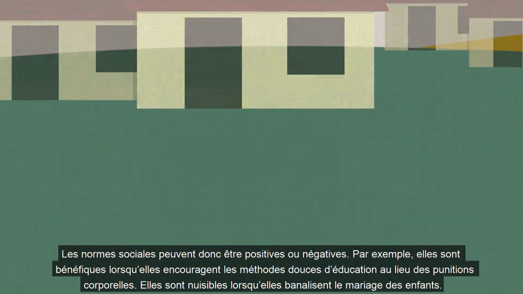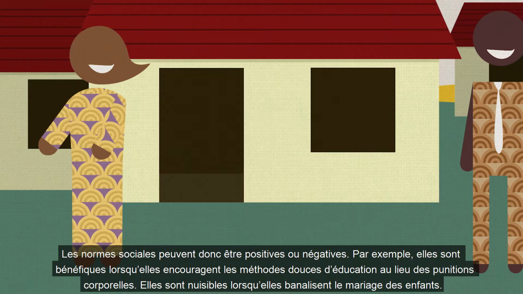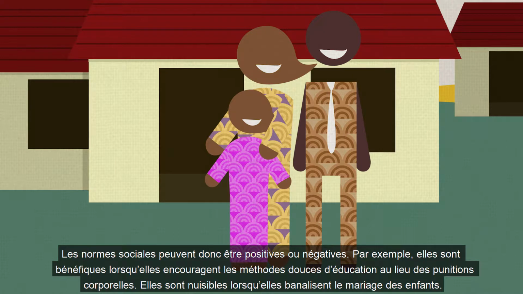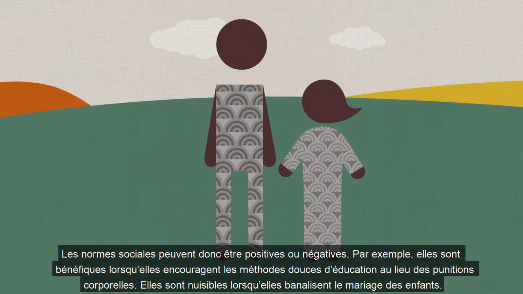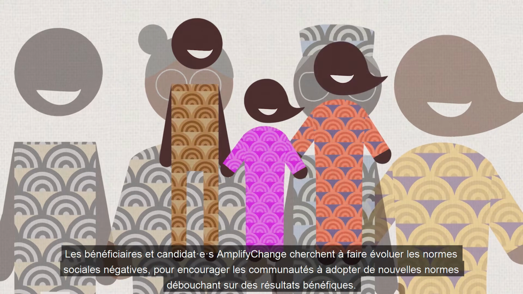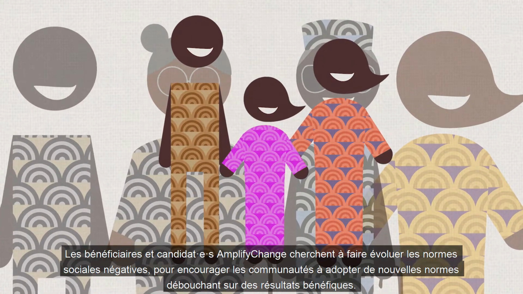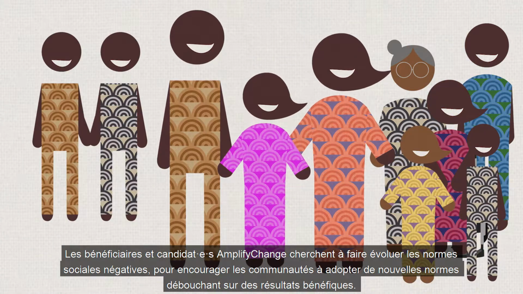So, social norms can be positive or negative. For example, they can be positive when communities promote gentle parenting and discourage beating children. They can be negative when there is acceptance of child marriage. AmplifyChange grantees and applicants want to change negative social norms to allow communities to adopt new norms that produce positive outcomes.